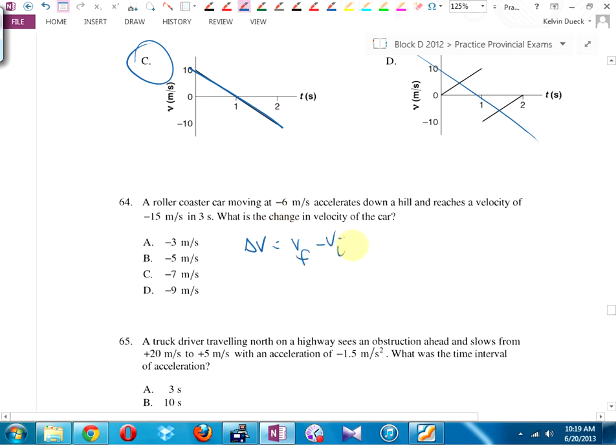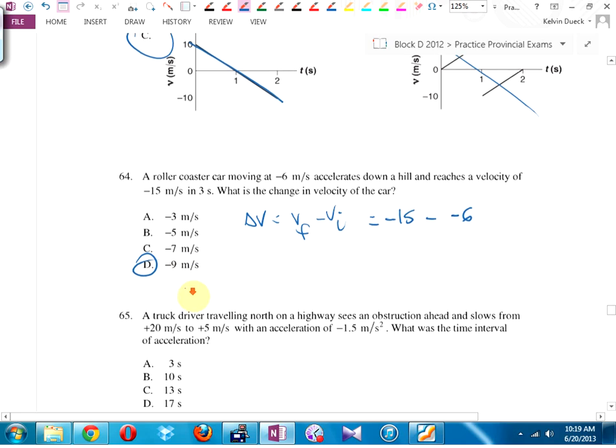In your head, it's going to be negative 15 minus negative 6. Careful, there is a minus minus there. What's that minus minus the same as? So it's going to be negative 15 plus 6. The change in velocity is negative 9. The acceleration would be negative 9 divided by 3, or negative 3 meters per second squared.